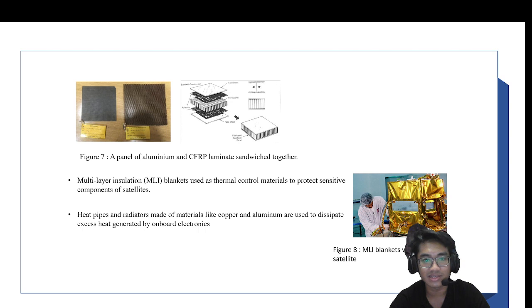Satellites also use multi-layer insulation, known as MLI blankets, as thermal control materials to protect sensitive components of their satellites from damage in outer space. Heat pipes and radiators made of materials like copper and aluminium are also used to dissipate excess heat generated by onboard electronics.